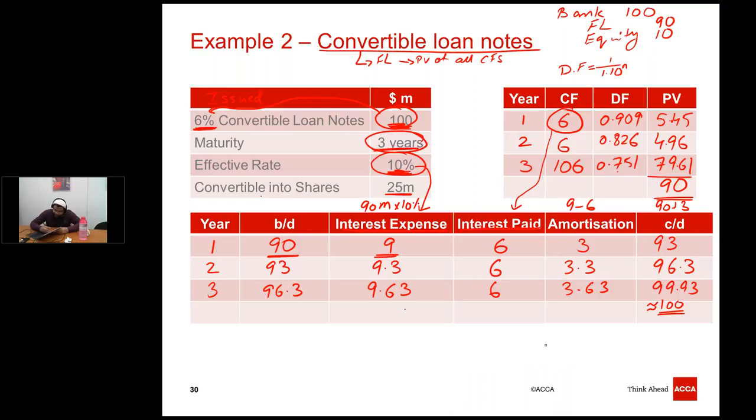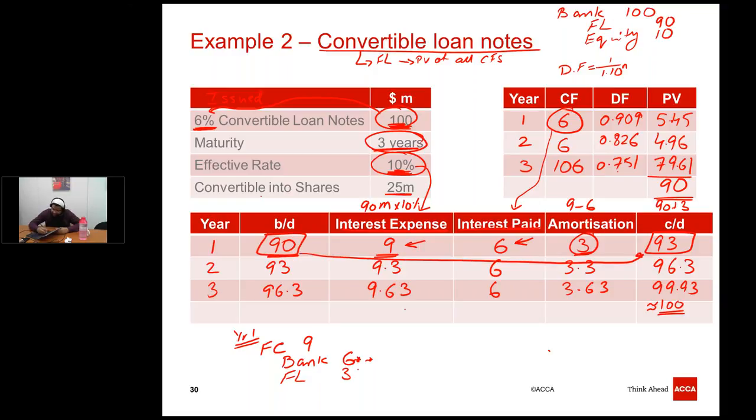And then the last thing, what entry are we going to prepare for year 1? The entry is going to be finance cost debit by 9, which is the interest expense. The amount that we have paid from the bank is 6, bank credit by 6, and the financial liability will be increased by 3, so that the value of 90 can be increased to 93 by crediting the liability.